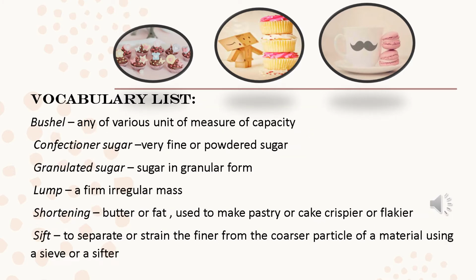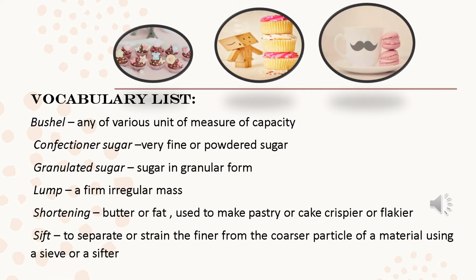Vocabulary list. Bushel. Any of various unit of measure of capacity. Confectioner sugar, very fine or powdered sugar. Granulated sugar, sugar in granular form. Lump, a firm, irregular mass.